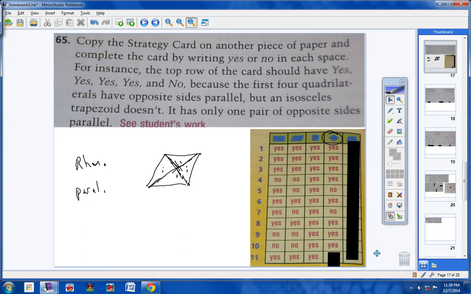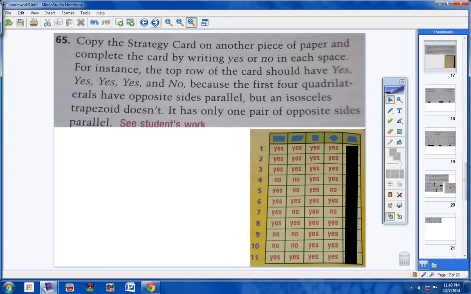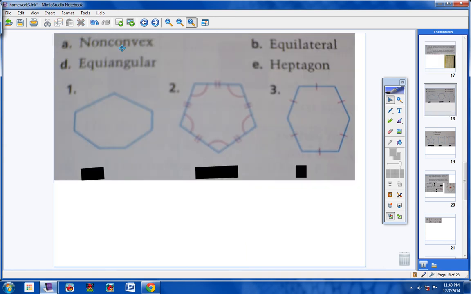Now students, don't forget, we will get into trapezoids later, okay guys? So I'm not worried about doing this column here. We'll get to trapezoids later. Okay, moving on to numbers 1 through 12.